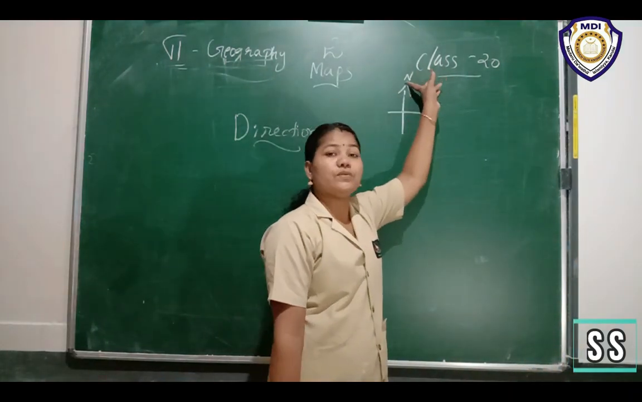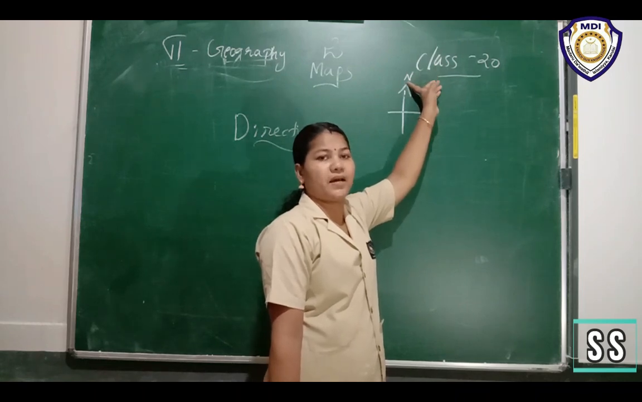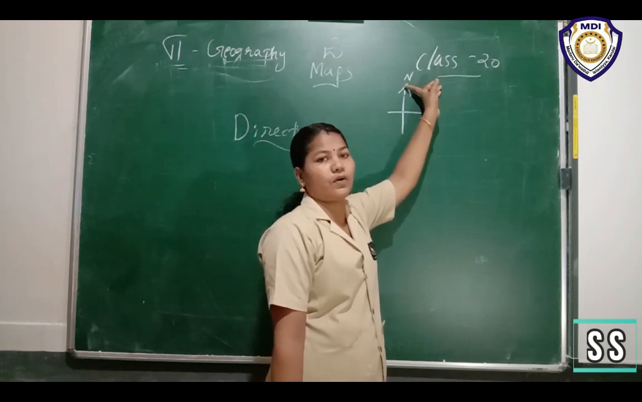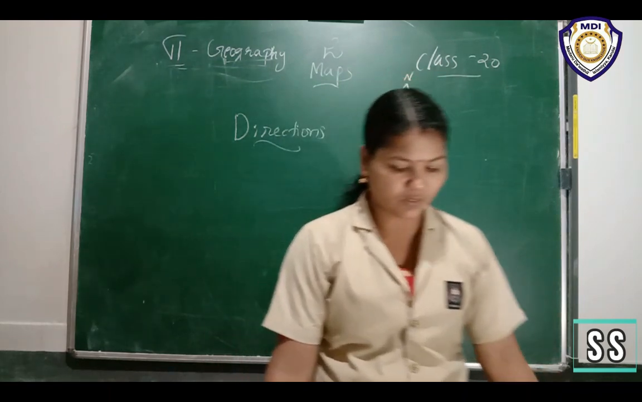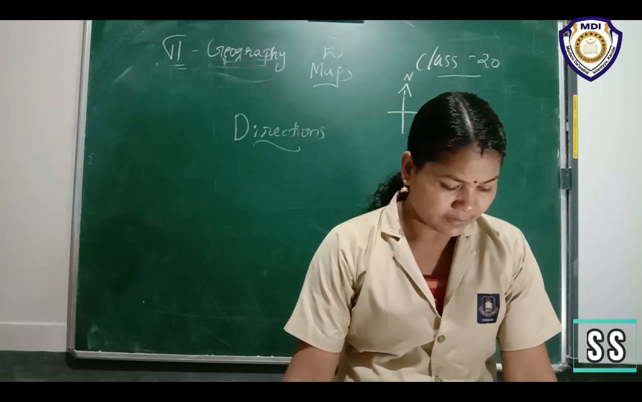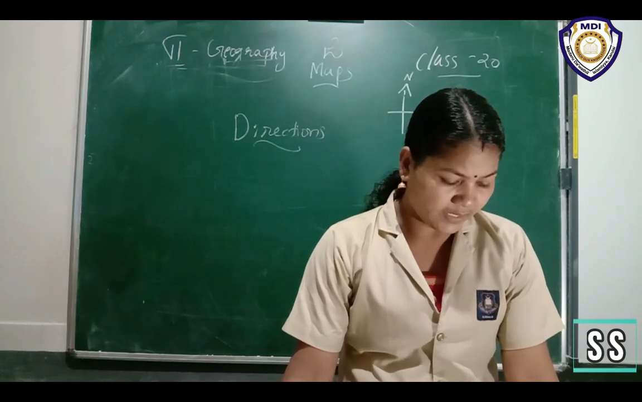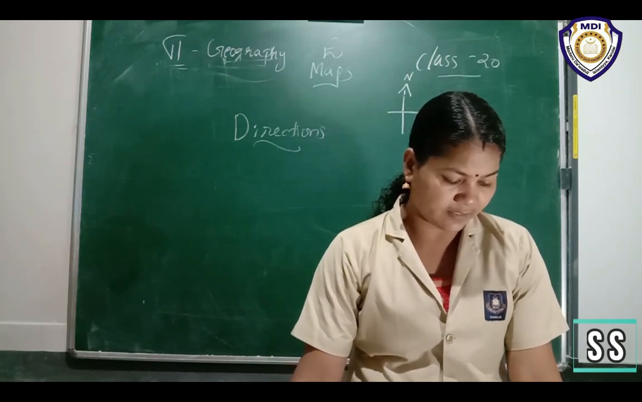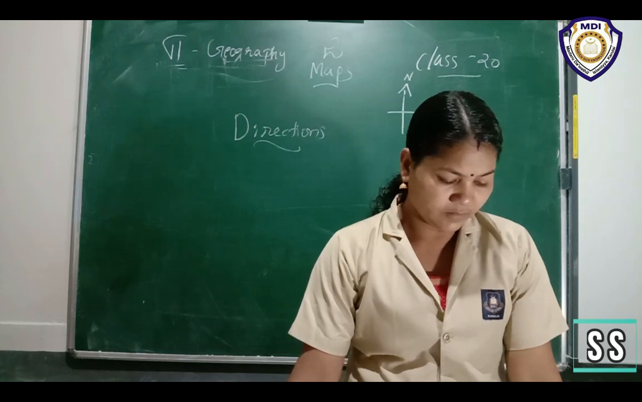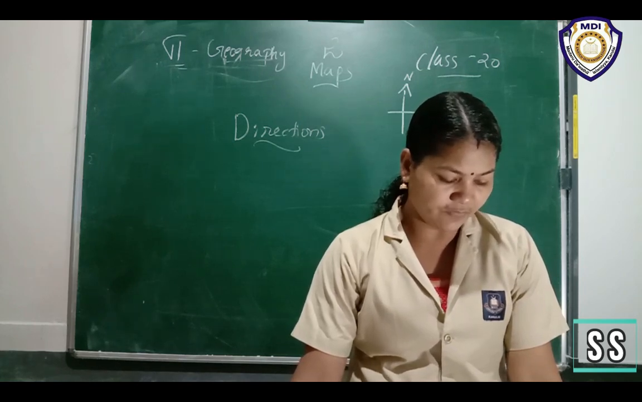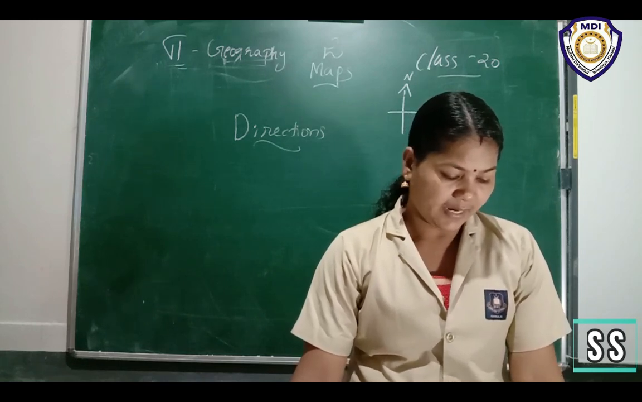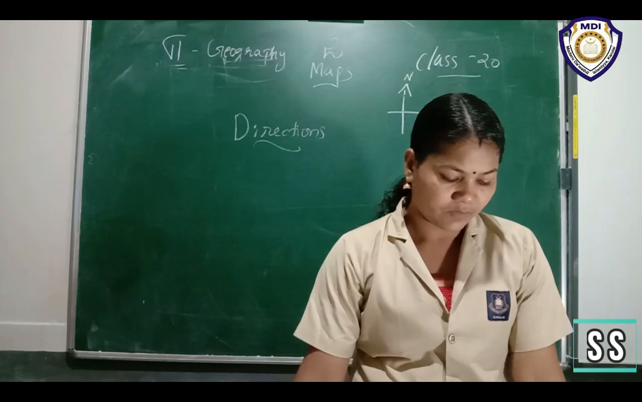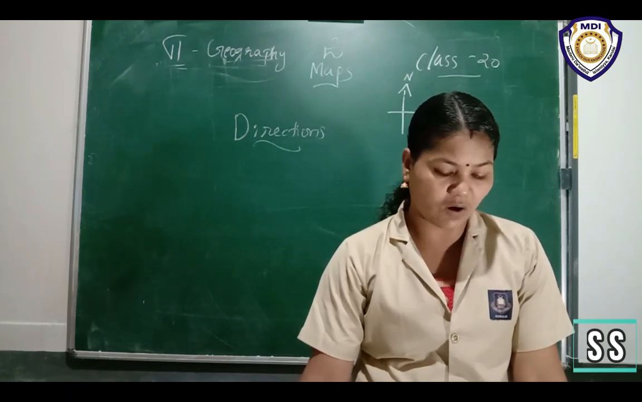Here we use N. This letter implies it is the north line or north direction. Once you know the north direction, you can easily find the other directions, namely east, west and south. These 4 directions are called the cardinal points of the compass.